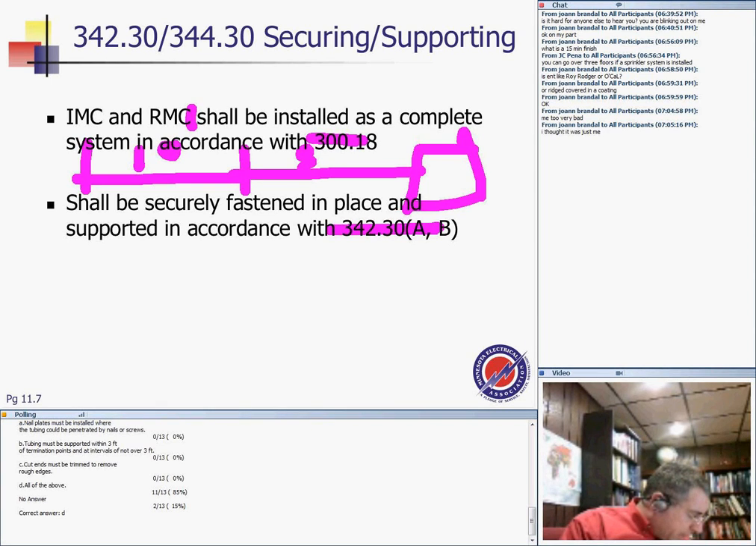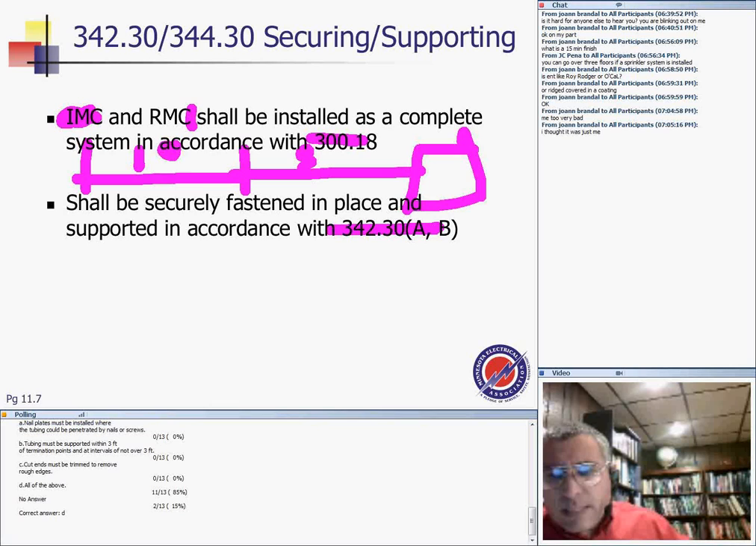Openings through framing, not exceeding 10 feet and securely fastened within 3 feet of the terminal, shall be permitted. So for the most part, there's 310. That's what applies for MC, it's 310. I want you to pay attention, guys, to unsupported raceways.